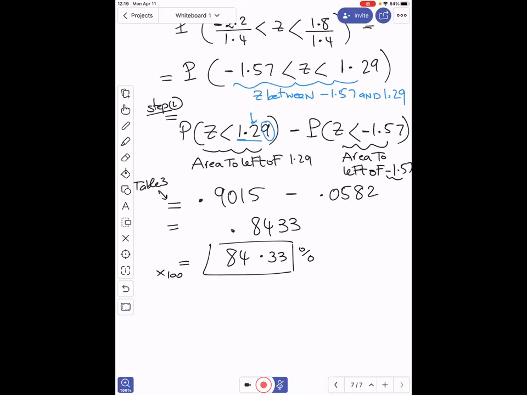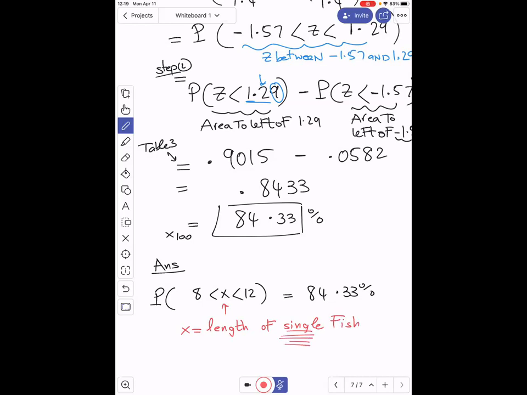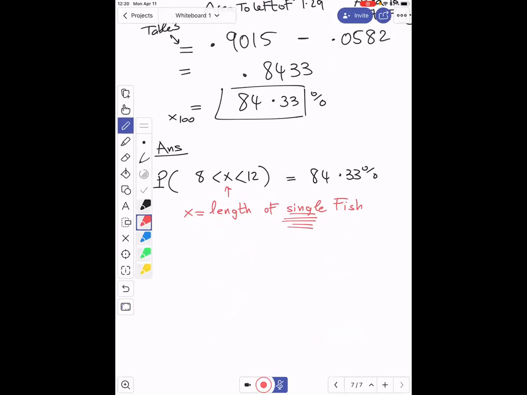So what we are saying is that the probability that a single fish taken at random is between 8 and 12 inches long is 84.33%. Again, this is the length of a single fish. Remember, X is the length of a single fish.